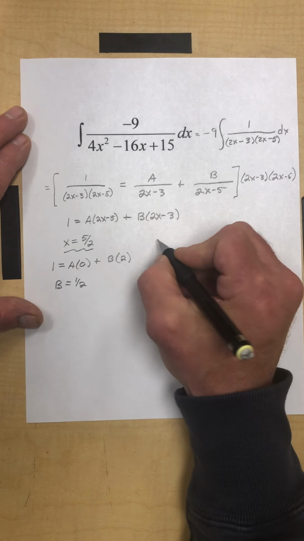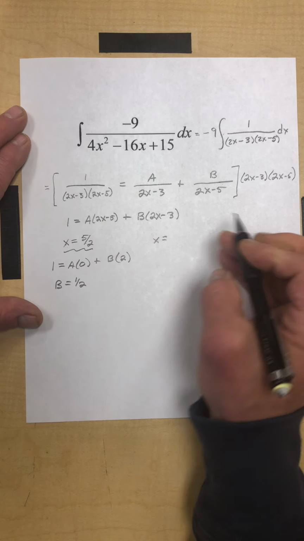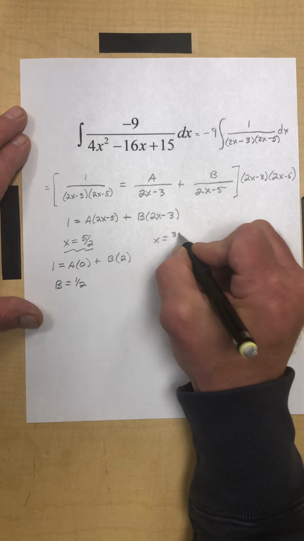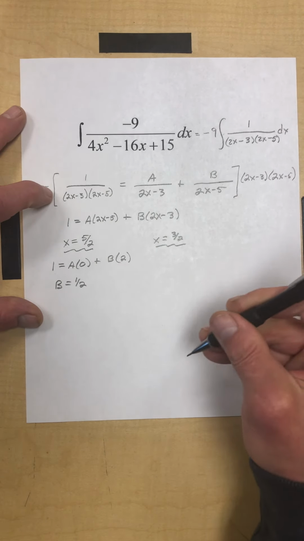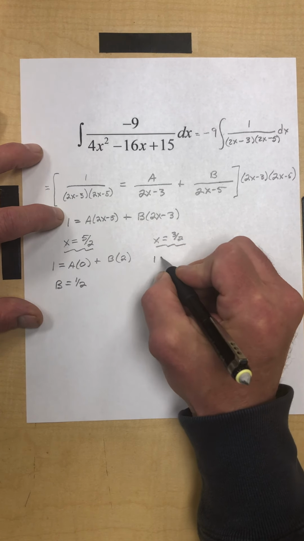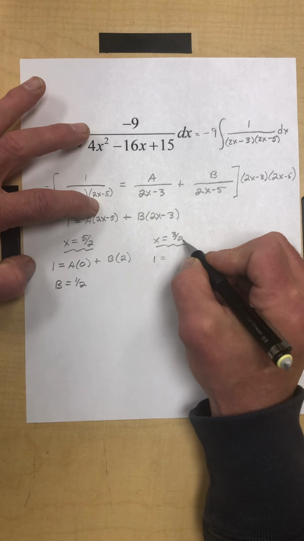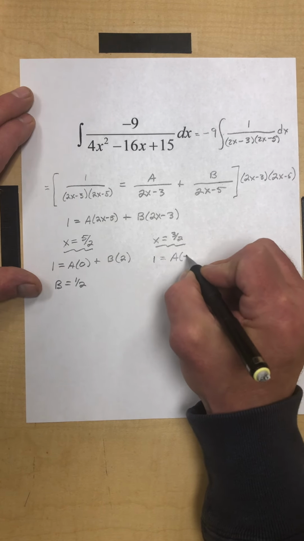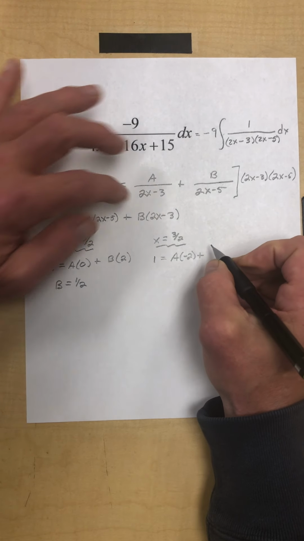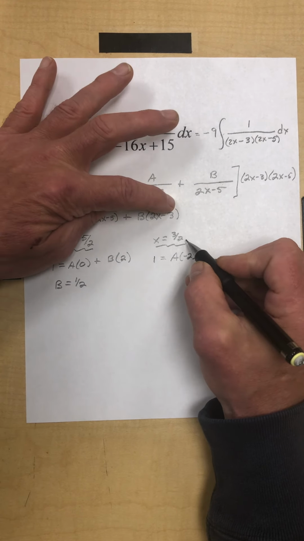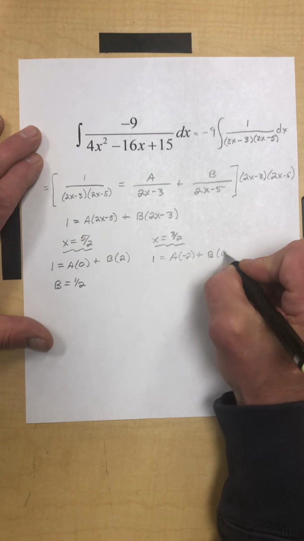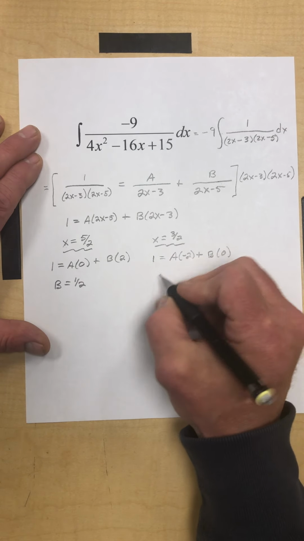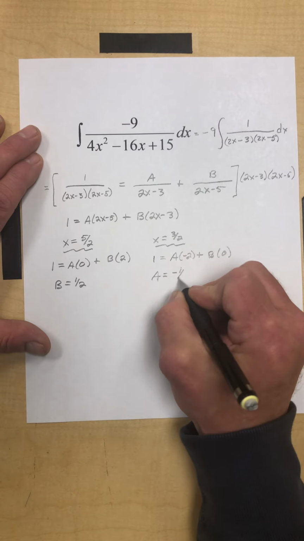All right, now I want to get rid of this guy right here, so I would have to let x be 3 halves. Let's see what happens there. So I've got my 1. If x is 3 halves, 2 times 3 halves is 3. 3 minus 5 is negative 2, so I would get a times negative 2. Plus, well, 2 times 3 halves is 3. 3 minus 3 is 0, so I'd get b times 0. So this just drops out. Solve for a, divide by negative 2, so I get a equals negative 1/2.